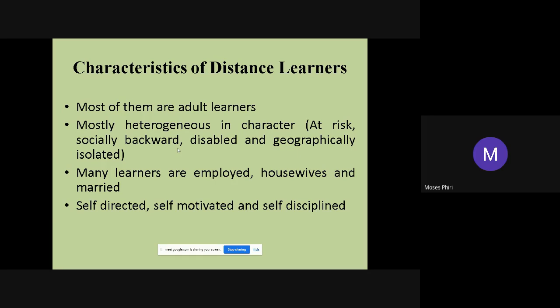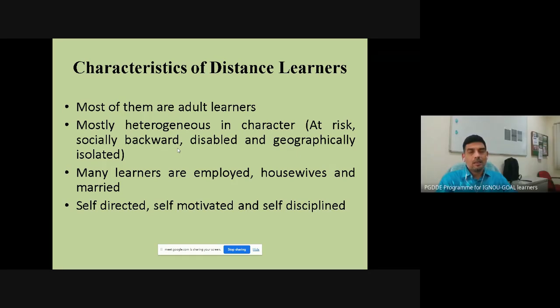Okay. Then, as we say, most of them are adult learners. And as we know, there are employed people and housewives in the families, and even some senior persons. I think I have given one example that in our own school or department, we have an old person of around 87 years. He is pursuing his PhD from our department.